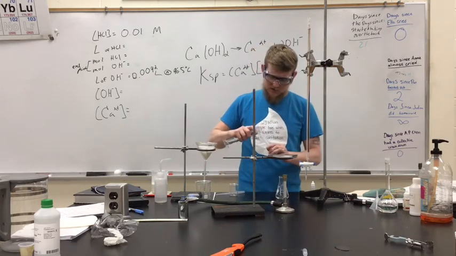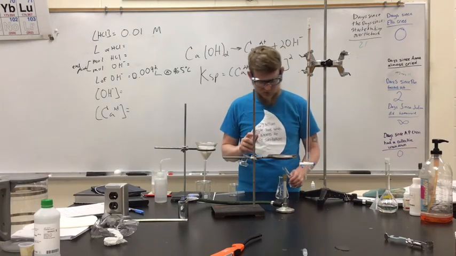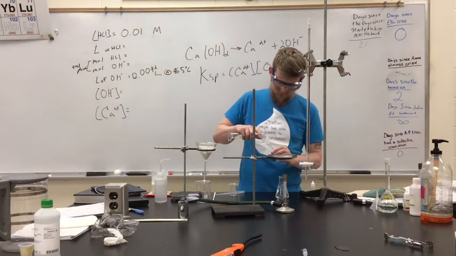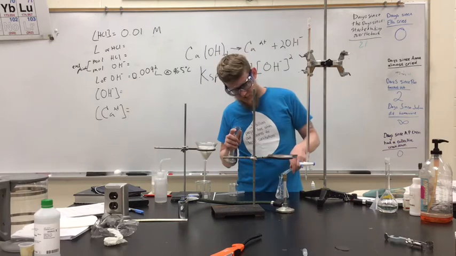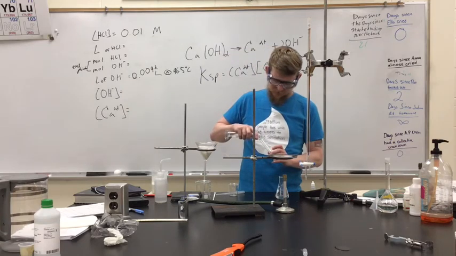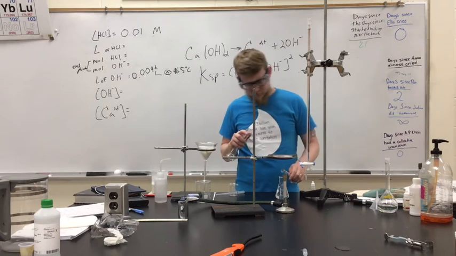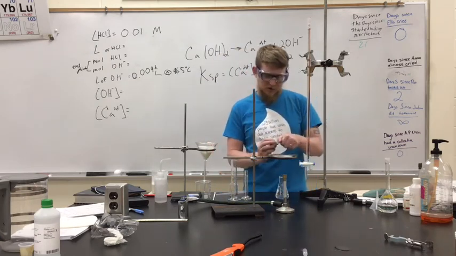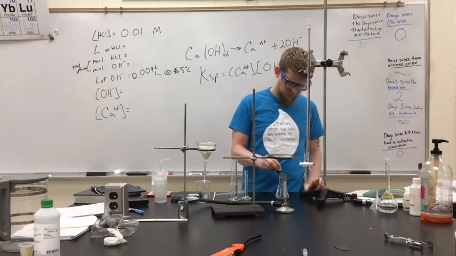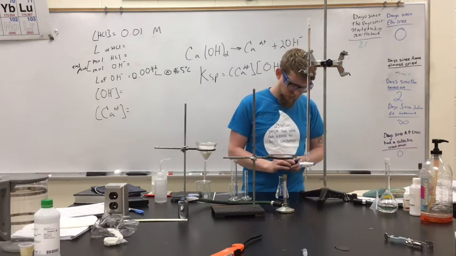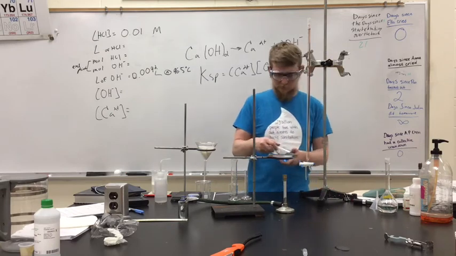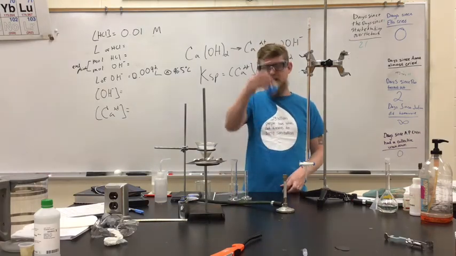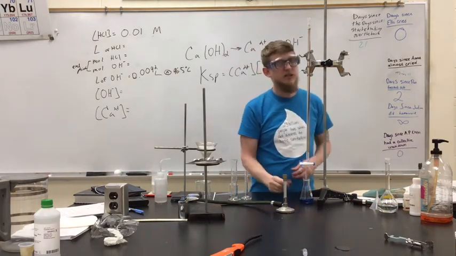And then, of course, we're going to rinse. Make sure we get all of that hydroxide that we can. There's one. There's two. And there's three rinses. All right. A couple drops of bromothymol blue. There we go. Got that in there. I'll move this over to the side so you guys can see. All right, now it's time to begin our titration experiment.